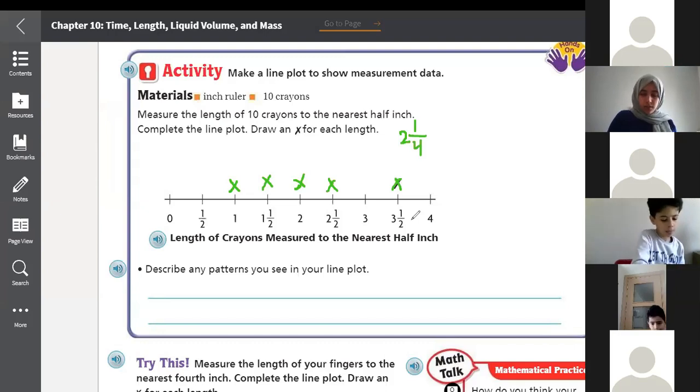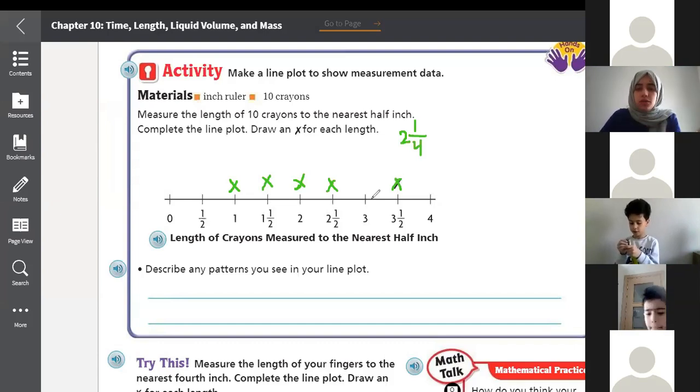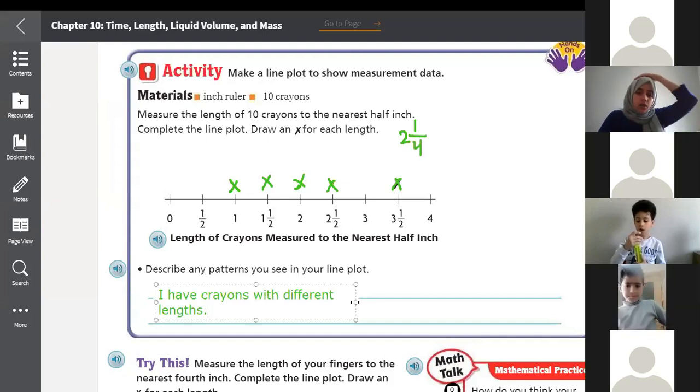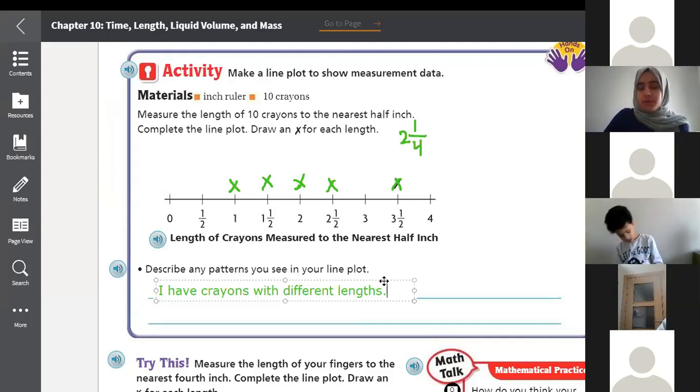So I'm going to write a pattern here. Describe any pattern. The pattern that I'm seeing here is that I have crayons with different lengths, because they are all different in length. Your pattern can be different. Okay, so this can be my answer.